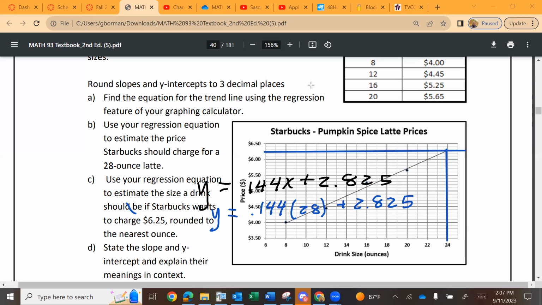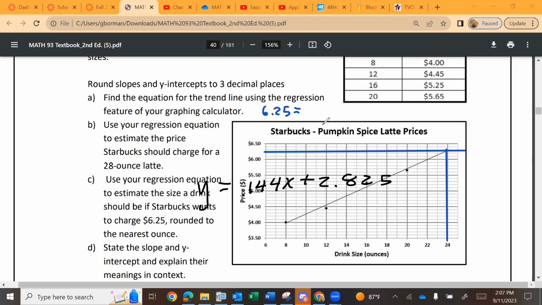All righty. So what do we do? Well, I erase a little to get some space here. So this time they say 6.25 is a dollar amount, a Y value. So I'm going to plug 6.25 in for Y, not for X.